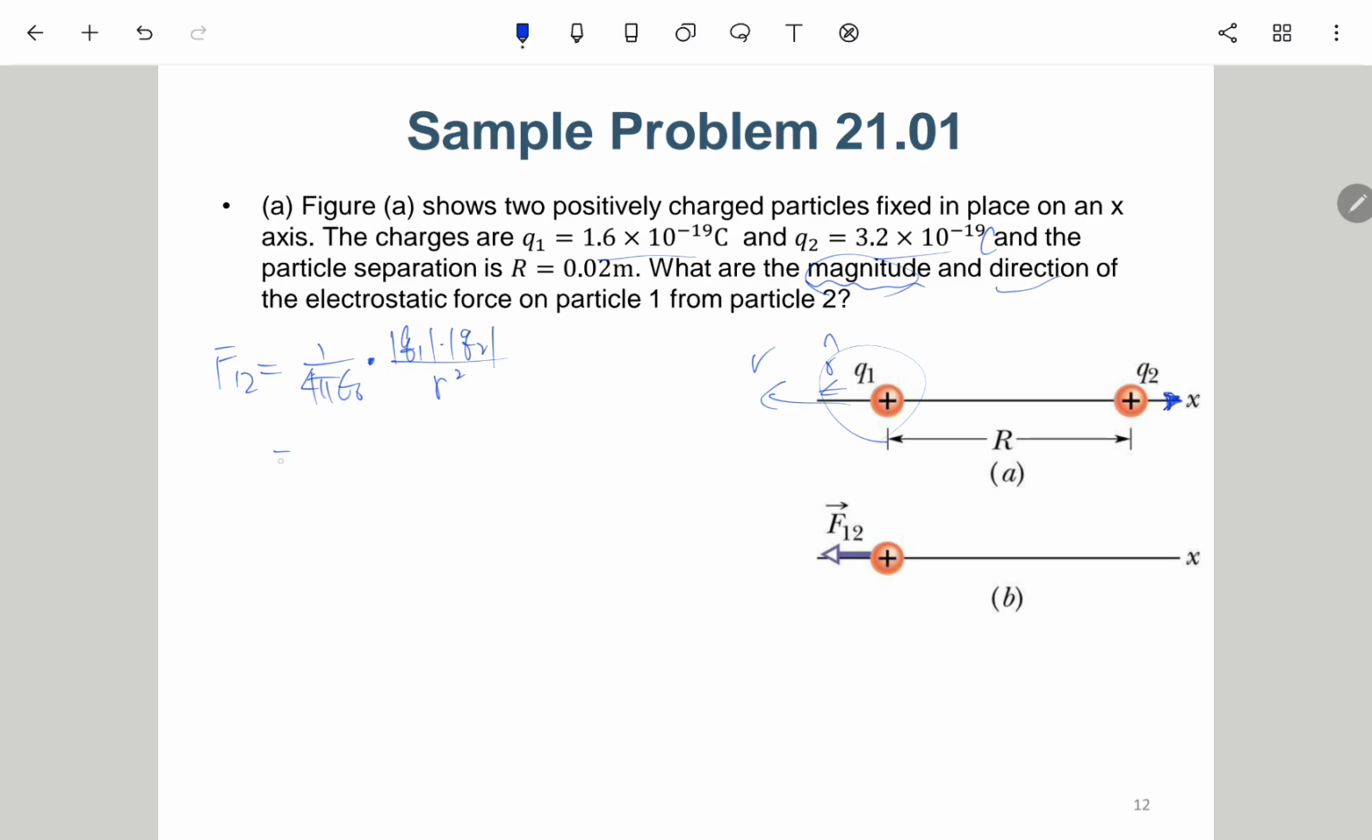Okay, so in this case, 1/4 pi epsilon naught is actually 8.99 times 10 to the 9th power, times 1.6 times 10 to minus 19, and then Q2 is 3.2 times 10 to negative 19. And then this should be capital R squared, which is 0.02 meter squared.